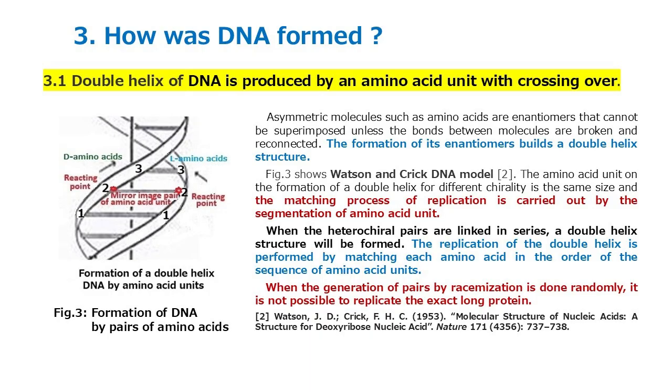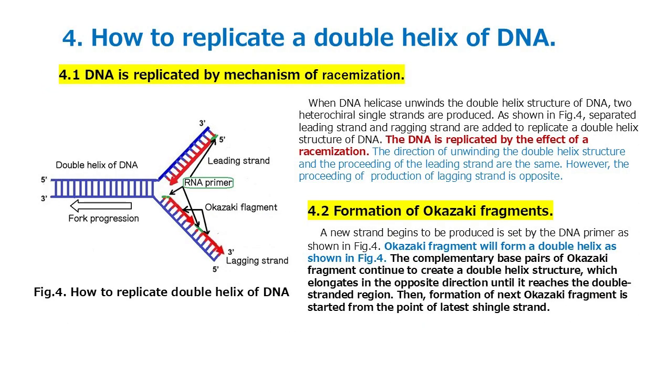The amino acid unit on the formation of a double helix for different chirality is the same size, and the matching process of replication is carried out by the segmentation of amino acid unit. When the hetero-chiral pairs are linked in series, a double helix structure will be formed. The replication of the double helix is performed by matching each amino acid in the order of the sequence of amino acid units. When the generation of pairs by racemization is done randomly, it is not possible to replicate the exact long protein. How to replicate a double helix of DNA?